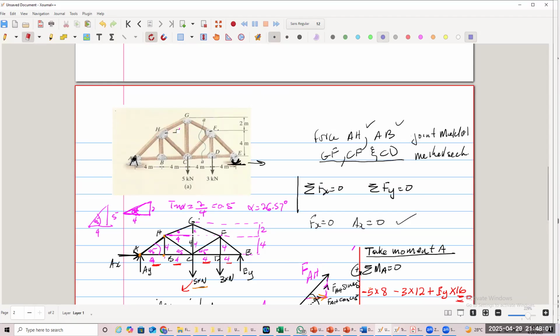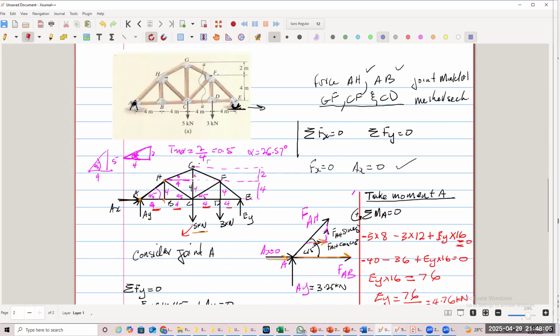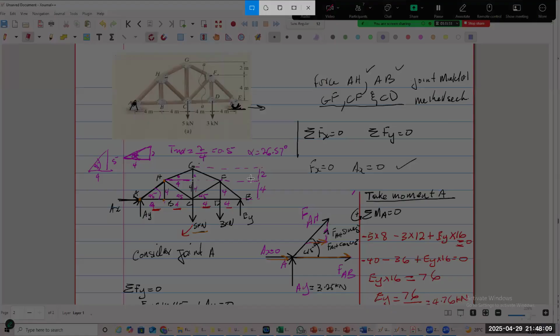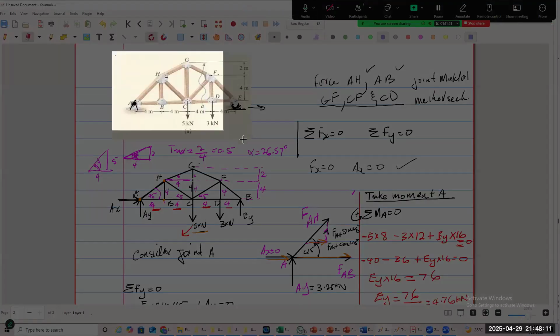Method of sections now, it says you are to cut the beam across, the frame across. So what I'm going to do, I'm going to copy it, I'm going to take it down, and I'm going to take a fresh page. I don't want to confuse you, right? No, time is getting late.